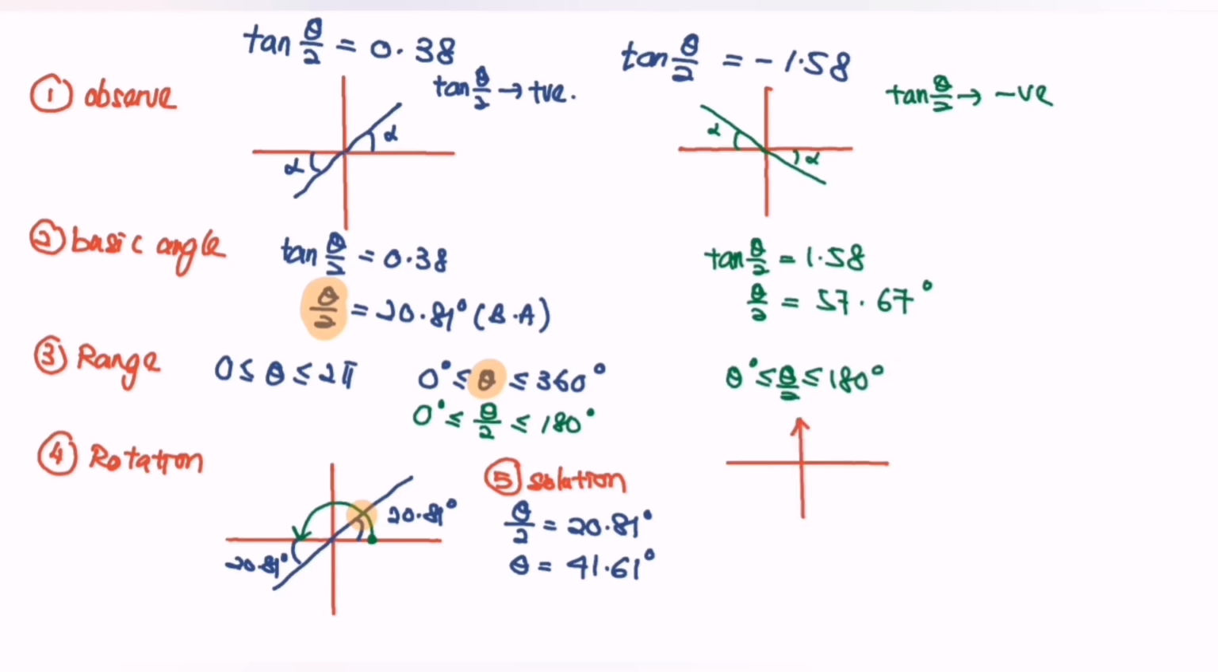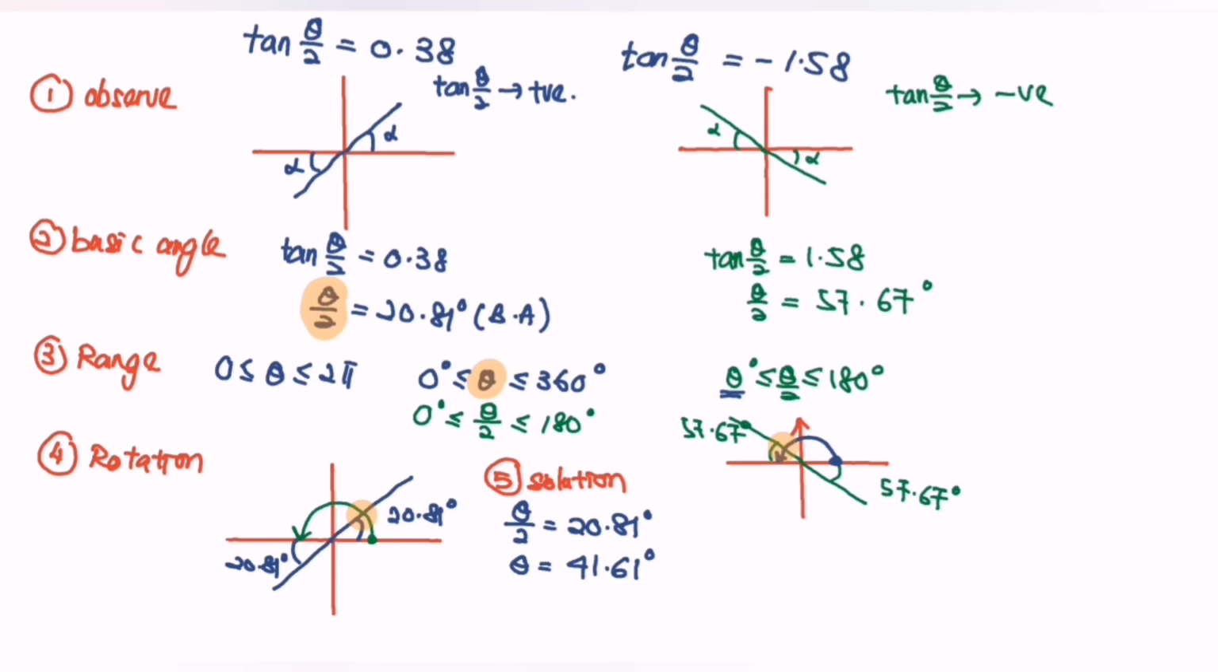So step number 4, we are going to illustrate the situation in the diagram. So previously, we already known that in the second quadrant and the fourth quadrant for the basic angle, which is equals to 57.67 for both parts. Next, we are going to rotate the situation. The starting point will be start from 0 until 180. So in here, we notice that we only have one answer, which is on the second quadrant.